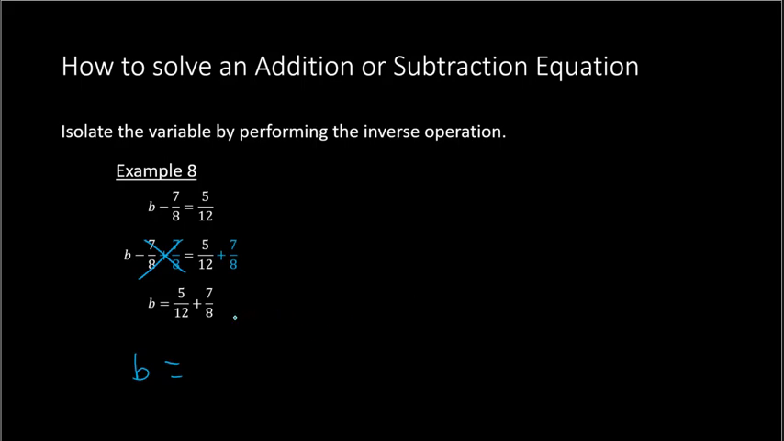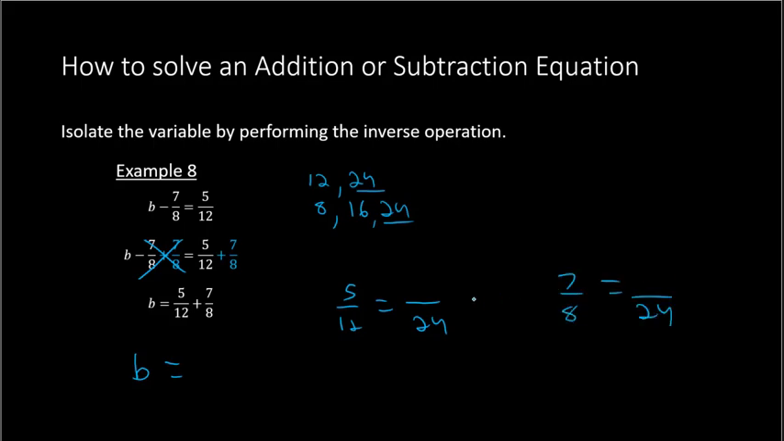Now we're assuming we know how to add or subtract fractions. And this one, we need to find a common denominator. So looking at the 12 and the 8, multiples of 12 are 12, 24, etc. Multiples of 8 would be 8, 16, 24, etc. Notice they both have a common multiple of 24. So I'm going to rewrite the 5/12 as something over 24 and 7/8 as something over 24.